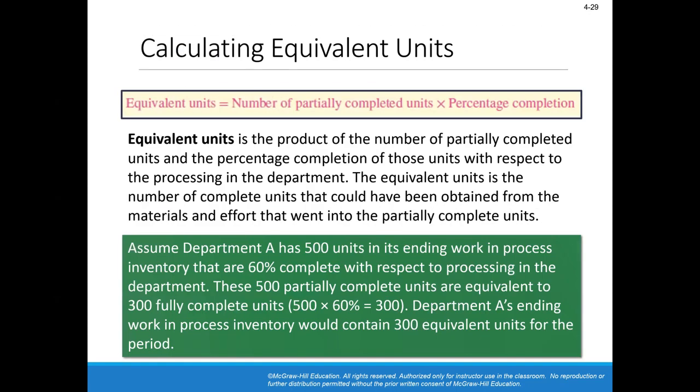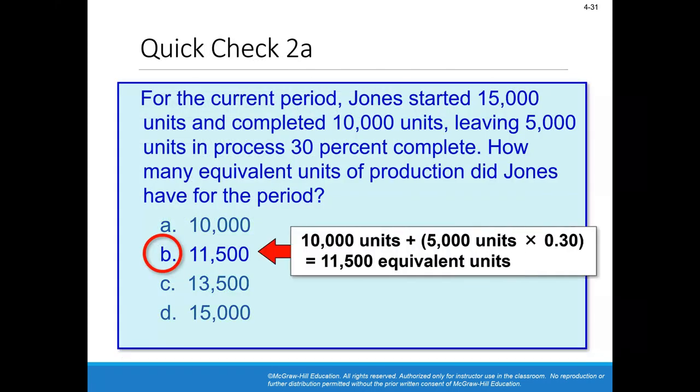All right, so here's that equation at the top. Equivalent units equals the number of partially completed units times the percent complete. So let's look down here in the little definition. This first sentence is basically what it said on the previous slide. It's again just telling you what it is. It's a product of the number of partially completed units and the percentage completion of those units with respect to the processing department.